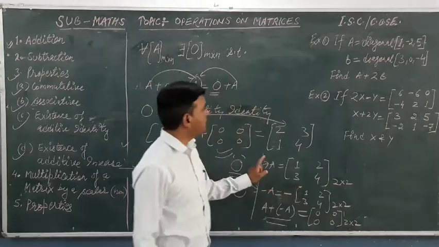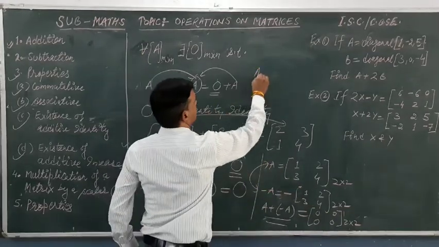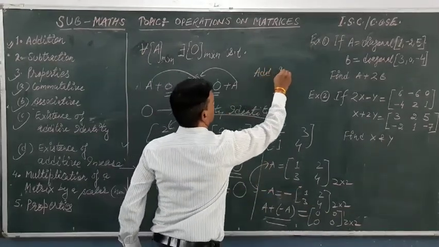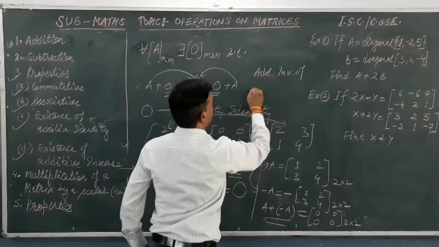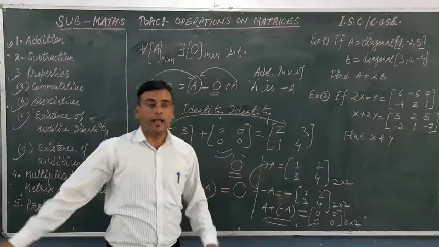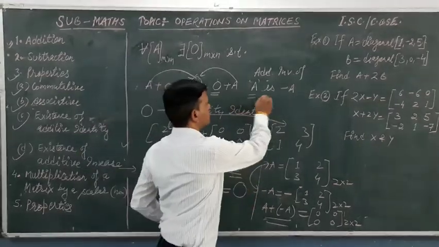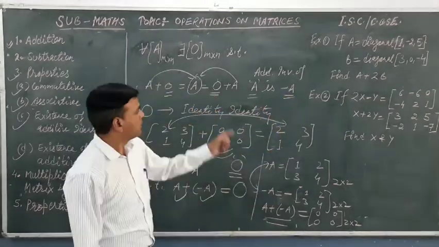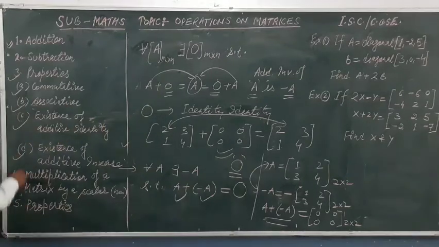It means the additive inverse of matrix A is always minus A, and the point to be noted is that the order of these two matrices must remain the same. So in this way, this has been completed.